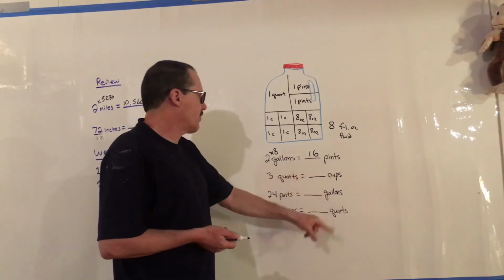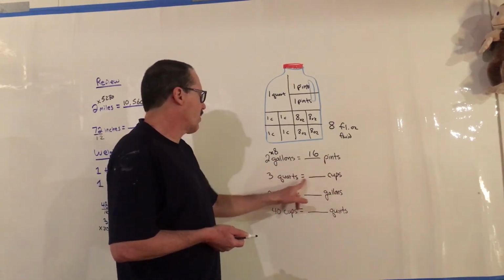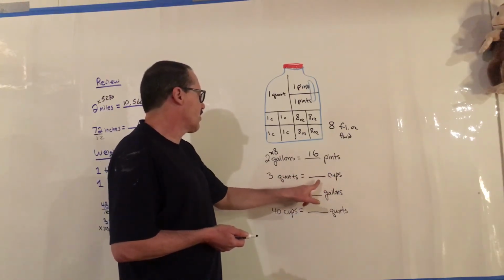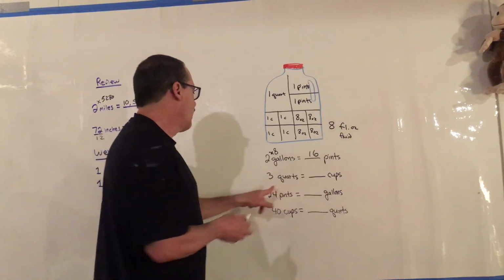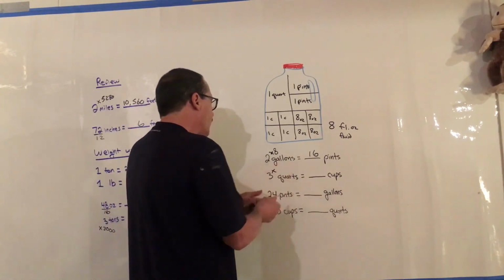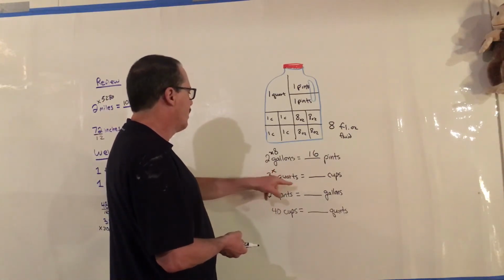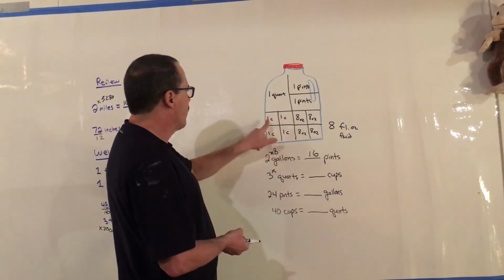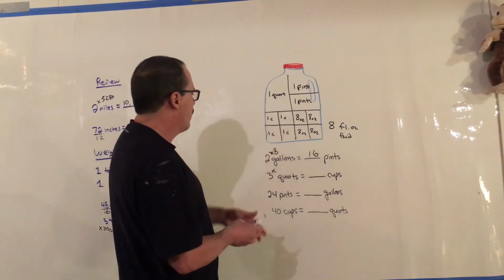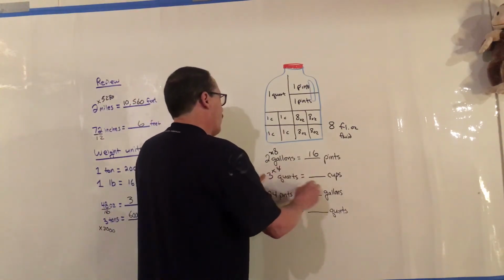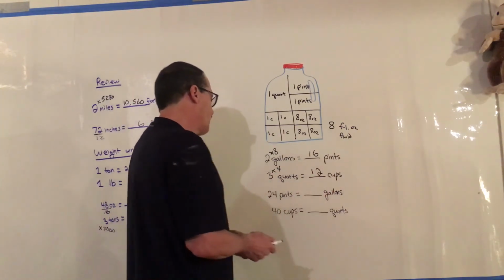Okay, quarts to cups. Cups is smaller than quarts, so that means the answer is going to be bigger. So again, I'm going to multiply. But what I need to find out is how many cups are in 1 quart. So if I look at my picture here, 1, 2, 3, 4, there's 4 cups in a quart. So I'm going to multiply by 4, and that gives me 12 cups.